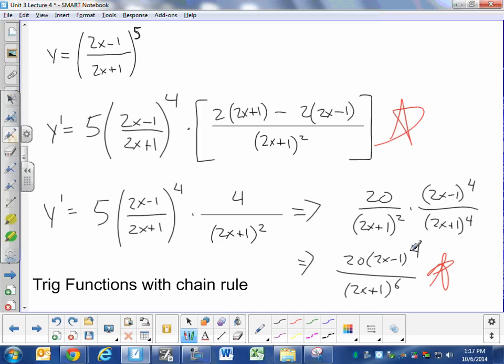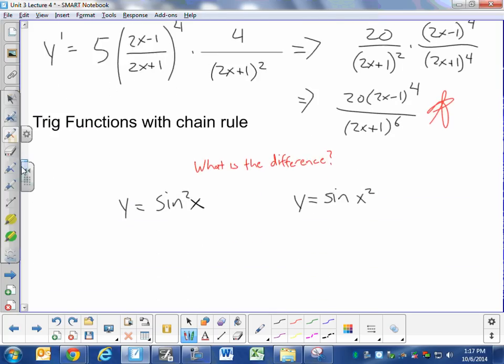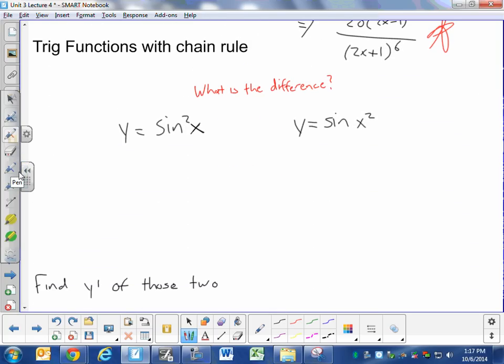Okay? All right, trig functions with the chain rule. Before we get into it, we need to understand the difference between y equals sine squared x and y equals sine of x squared. Is there a difference? Yes.